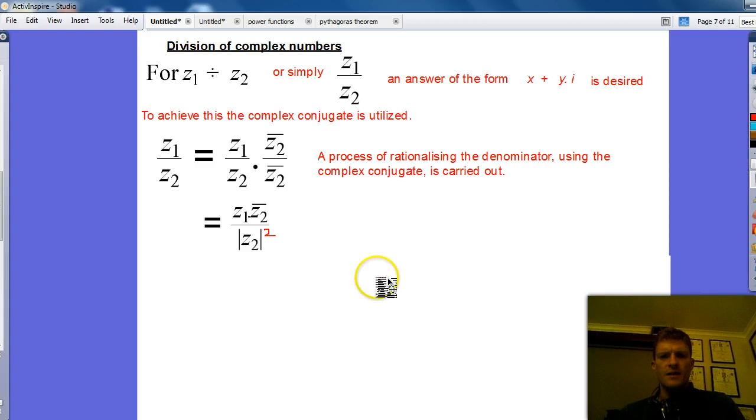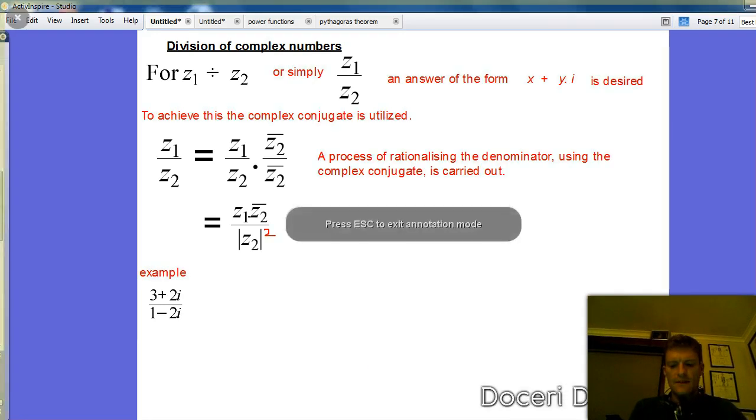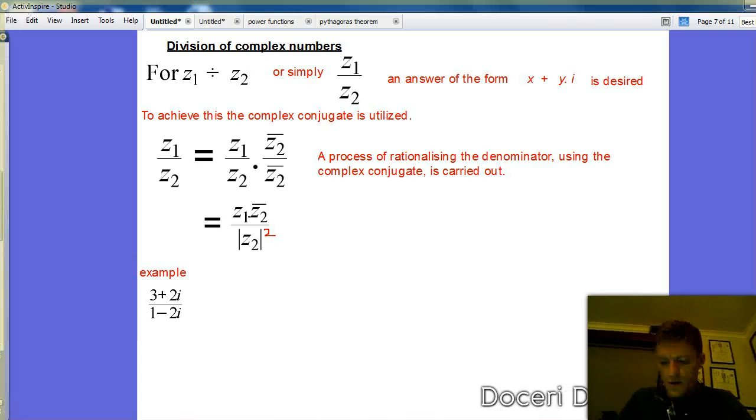Okay. So let's try that as an example. Here is 3 plus 2i on 1 minus 2i. Let's work through this little problem. We're going to multiply by its conjugate as a fraction. So 3 plus 2i in the numerator, divided by 1 minus 2i. Now multiply by its conjugate, 1 plus 2i, and the conjugate onto itself, 1 plus 2i in the numerator.